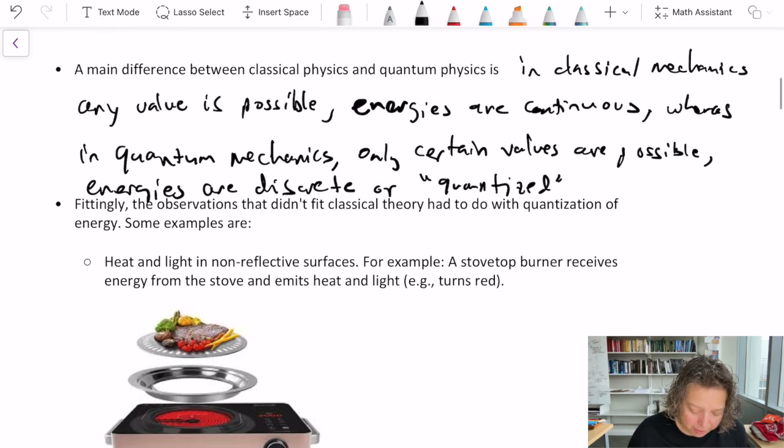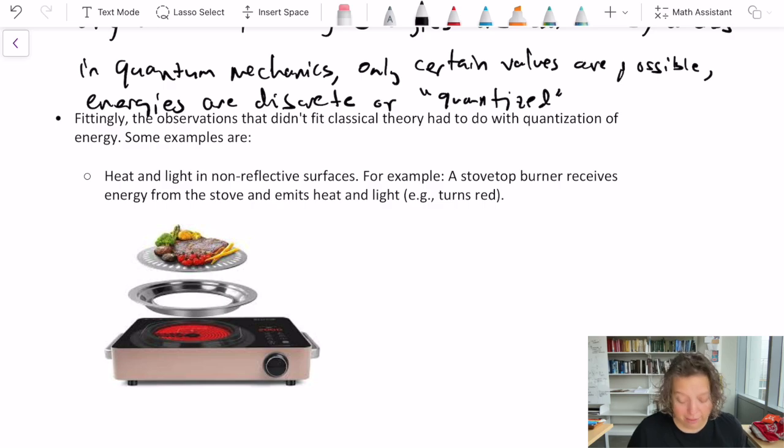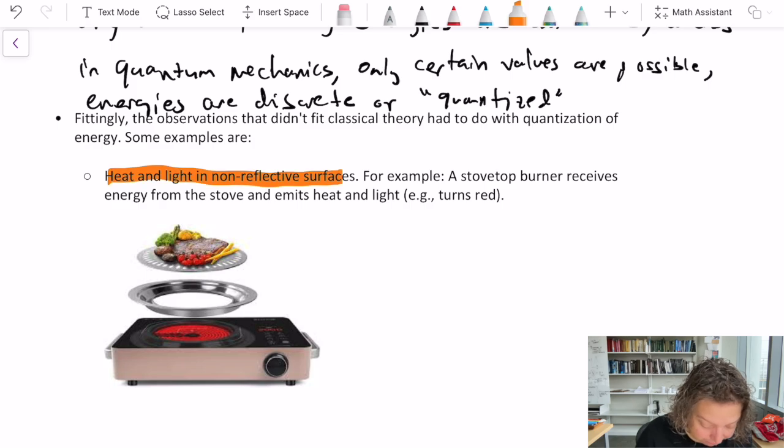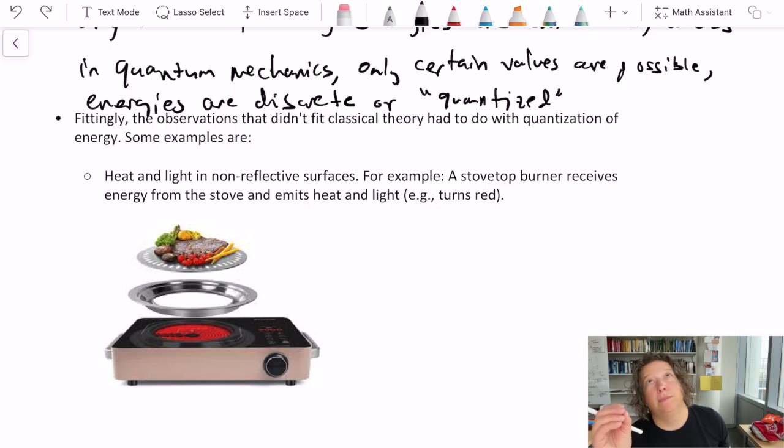As quantum mechanics was being discovered, this is what was going on. People were doing experiments and observing energies that aren't continuous. One of those involved heat and light and non-reflective surfaces. An example is a stovetop burner. I have a picture here. Maybe the stovetop burner is made of metal, and you turn on the stove, which supplies heat to the burner, and the metal turns red.